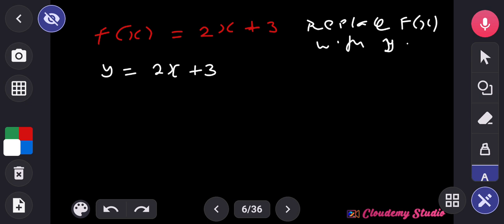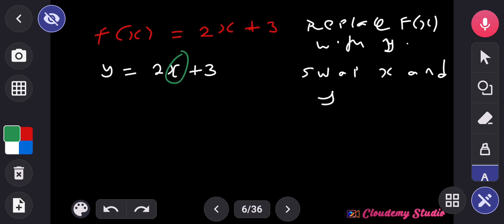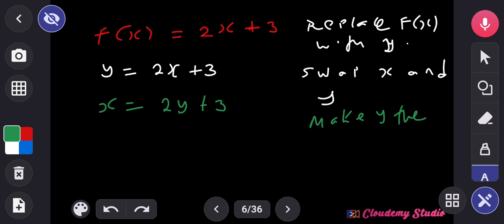The next step is to swap x and y. Which means wherever I see x, I'm going to put y. Wherever I see y, I'm going to put x. Very easy. I'm just going to say that x equals 2y plus 3. You understand? Now, the next thing is to make y the subject of the formula. And in making y the subject of the formula, what are we going to do? We are taking this one back, which means I'm going to be having x minus 3 equals 2y.